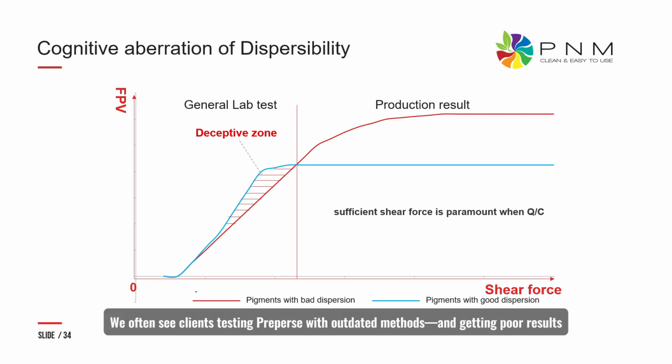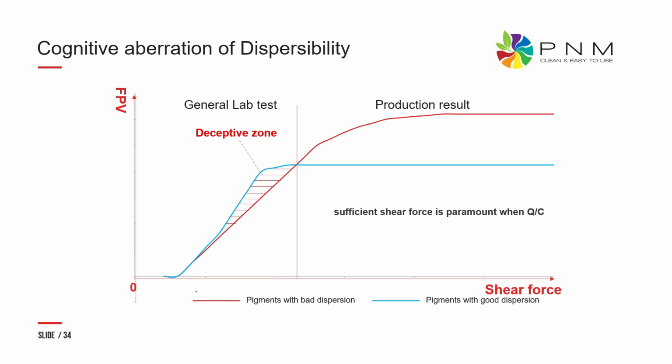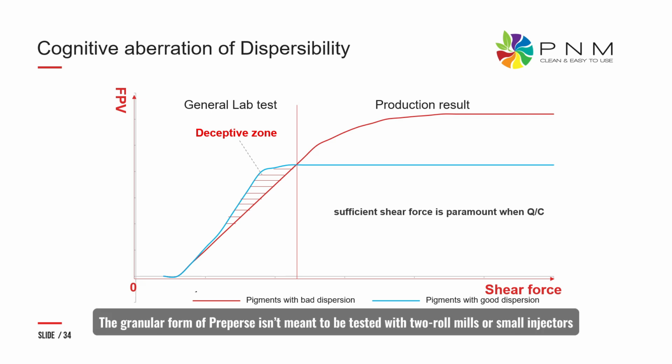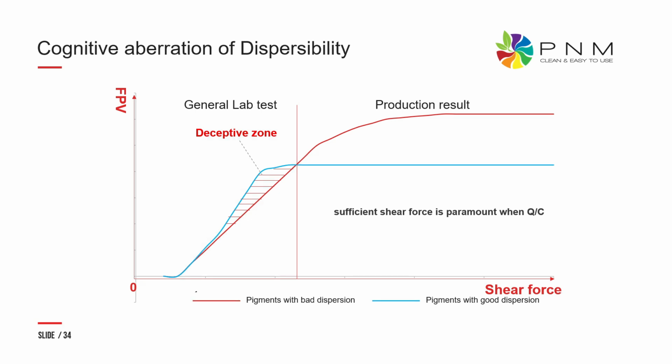We often see clients testing Pre-dispersed with outdated methods and getting poor results. The granular form of Pre-dispersed isn't meant to be tested with 2-roll mills or small injectors. It needs to be fully melted and blended with resin to achieve complete dispersion.